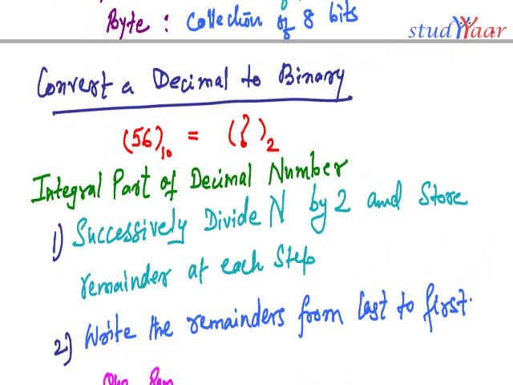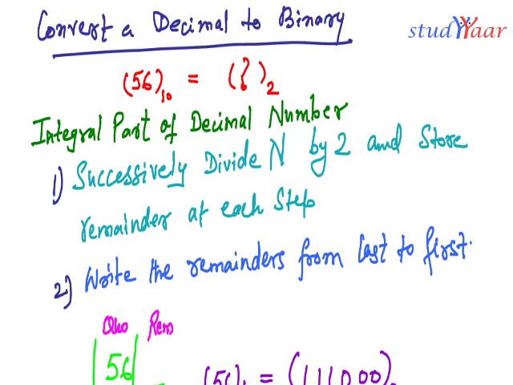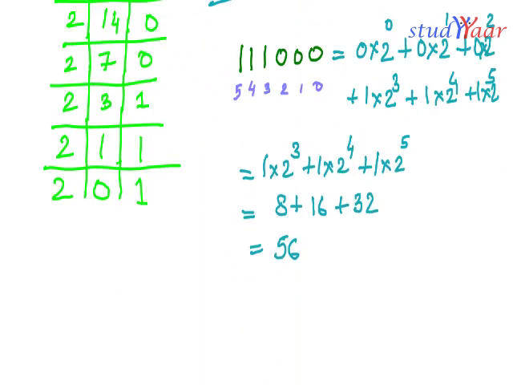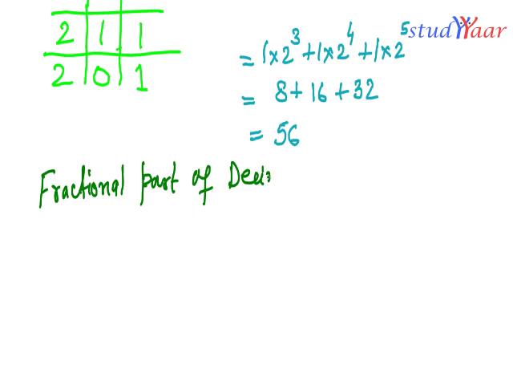So this was converting an integral part of a decimal number into an equivalent integral part of a binary number. Now let's understand how we convert a fractional part of a decimal number.